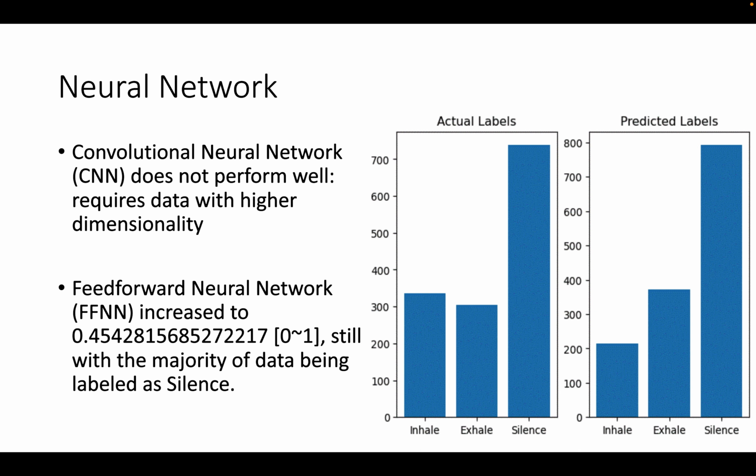After we remove the noise, we try the neural network. There are two neural networks currently. The first one is CNN, which just doesn't work, so we turned to FFNN. Finally, we reached an accuracy of 0.45, which is a little bit worse than guessing.